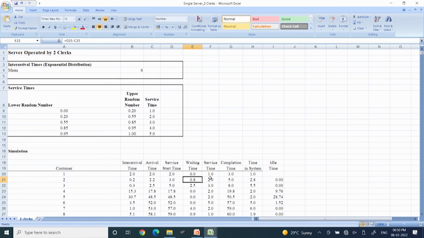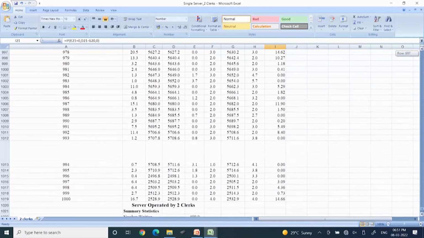The service start time is randomly generated from the given empirical distribution by using the VLOOKUP function. The completion time is service start time plus service time. The time in the system is completion time minus arrival time. Now, look at the idle time. If the waiting time is 0 for the customer, the idle time for the server is D21 minus G20, otherwise it is 0. Now, we will go back to the summary statistics for the second design.